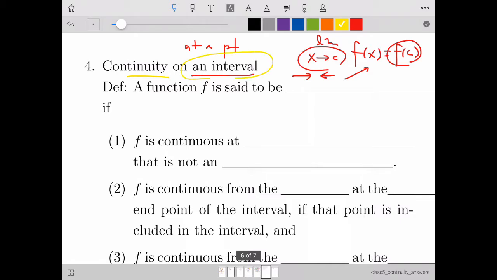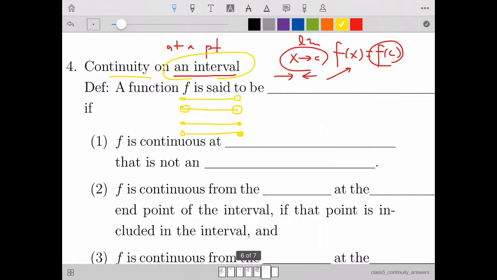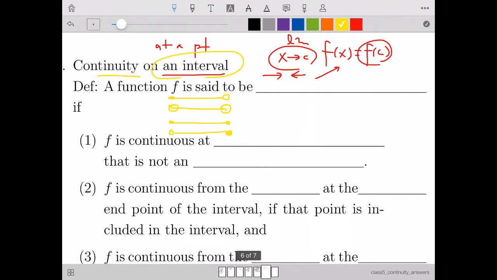In the beginning of the class, we said the interval is one connected piece. So it may include endpoints, or it can be one open, one closed, like this. Or closed here, open there, right? So function f is said to be continuous on an interval if.